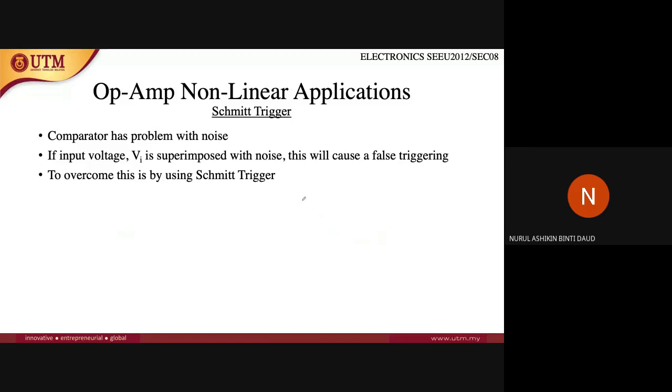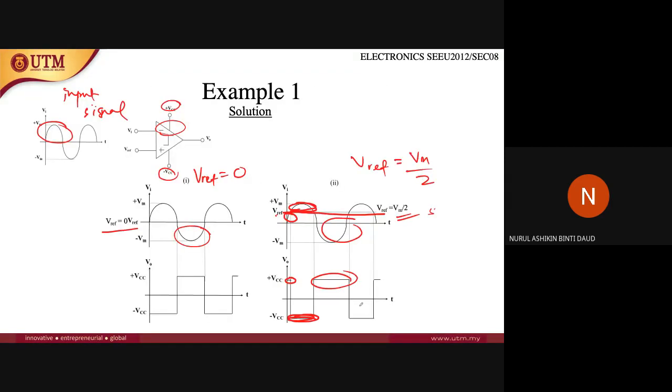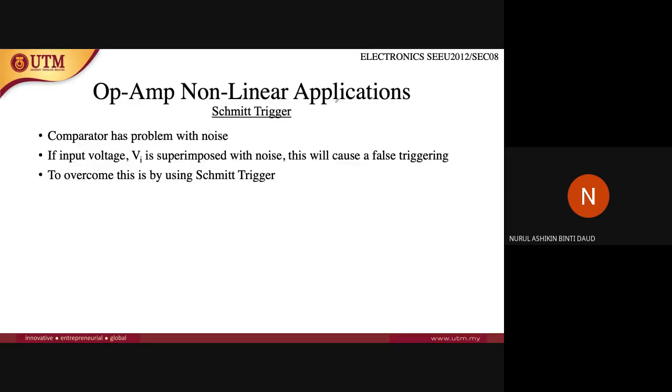So let's proceed to the Schmitt trigger. What is a Schmitt trigger? Usually with a comparator, it is very hard for you to supply a nice input signal without any noise. So the comparator always has a problem with noise. If the input voltage is superimposed with noise, the signal is distorted a little bit. Usually the signal is like this, but sometimes the signal is like this.